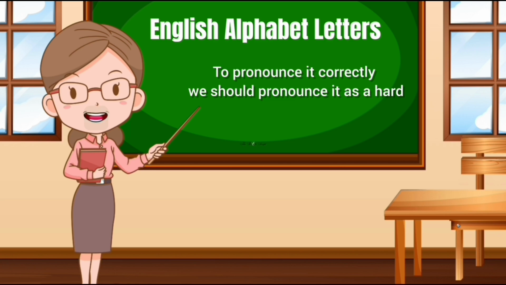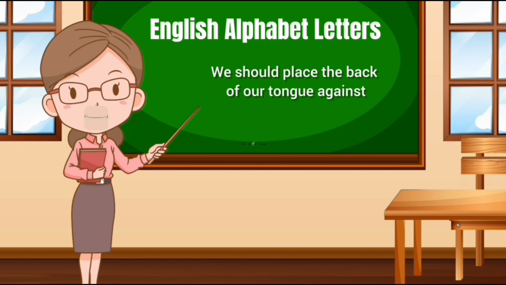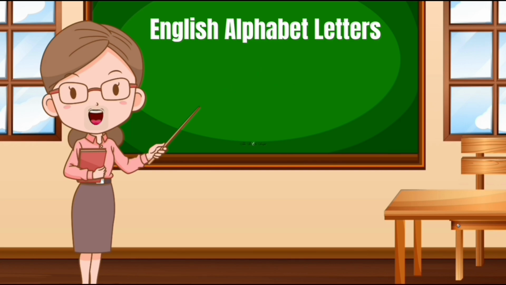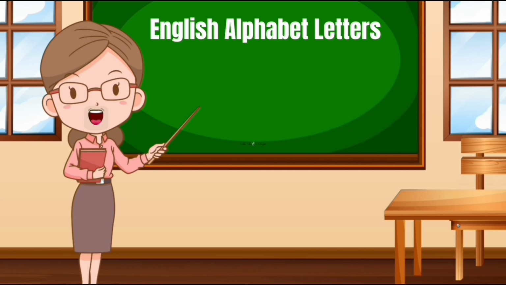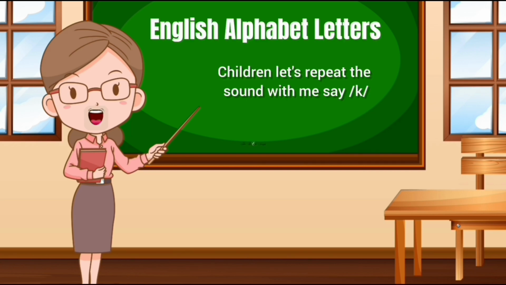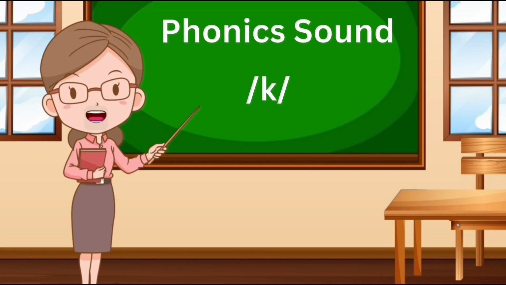To pronounce it correctly, we should pronounce it as a hard C. It should sound clear and strong. We should place the back of our tongue against the roof of our mouth. Push the air out quickly as we lower our tongue. K. For the word cat. Children, let's repeat the sound with me. Say K for cat. The phonics sound of letter C is K.